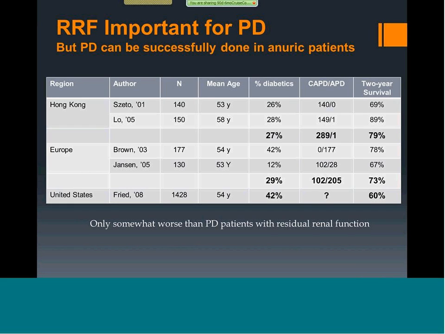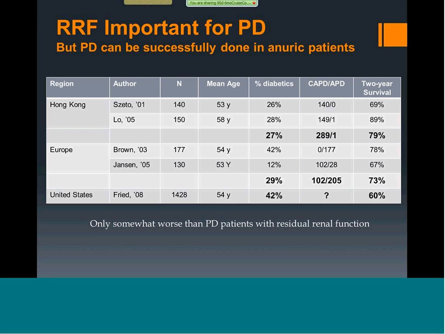I want to put in a word by saying that we focus a lot on residual renal function in patients on PD. That does not mean that the only way you can do PD successfully is if the patient has residual renal function. That's actually not true. Patients that make urine can successfully maintain on PD for very long periods of time.